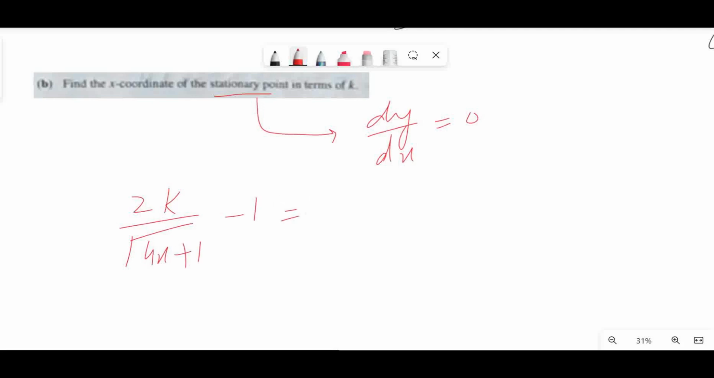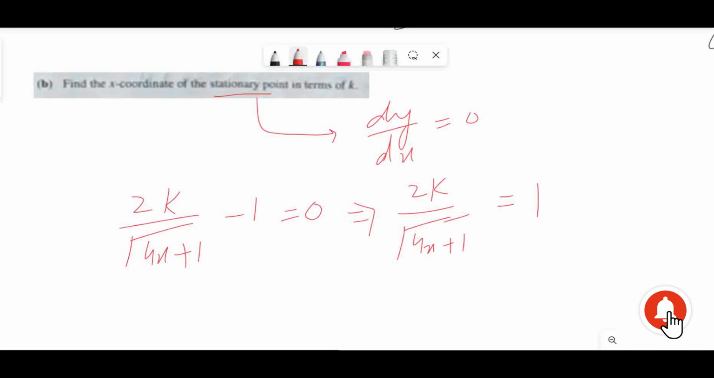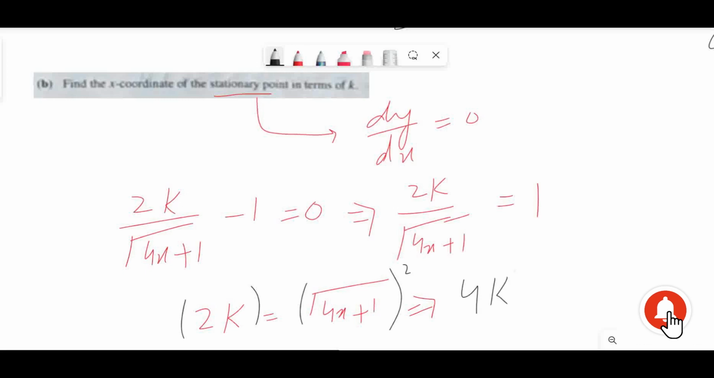Now this must be equal to 0, and if we simplify it, this will be 2k divided by square root of 4x plus 1 is equal to 1. Now this will be 2k is equal to square root of 4x plus 1. And if we simplify it further, take square on both sides. So this will be 4k square is equal to 4x plus 1.